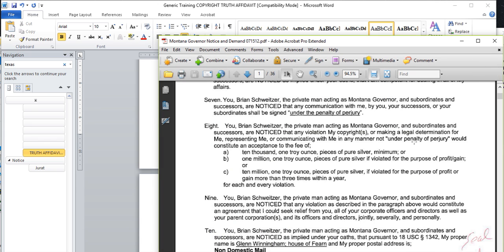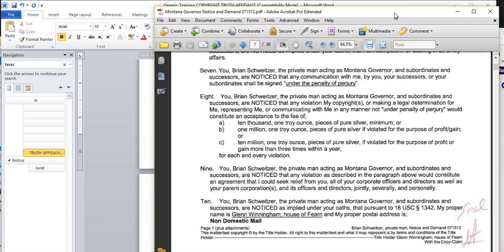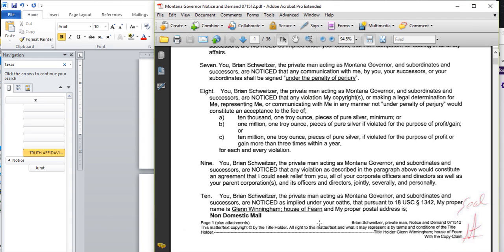Notice how this is an actual notice and demand that I did, but this is to show how to do the copy claim. Where it says the copy claim, you just put a line across that to the edge of the paper, and you write seal above it, and then you put your initials there, and that is your seal. Okay, and that is powerful.